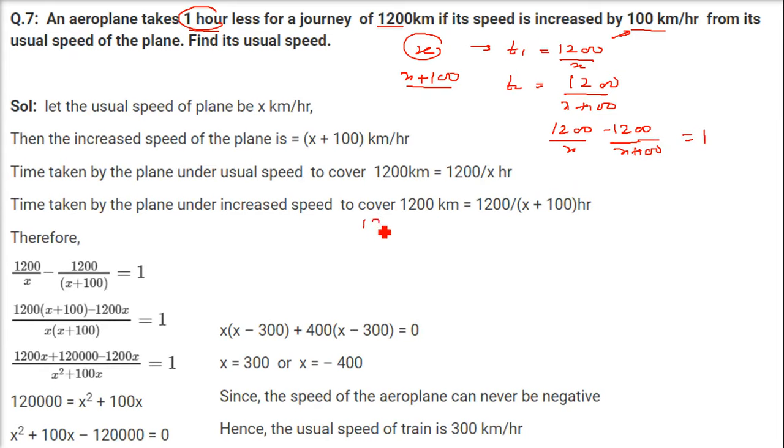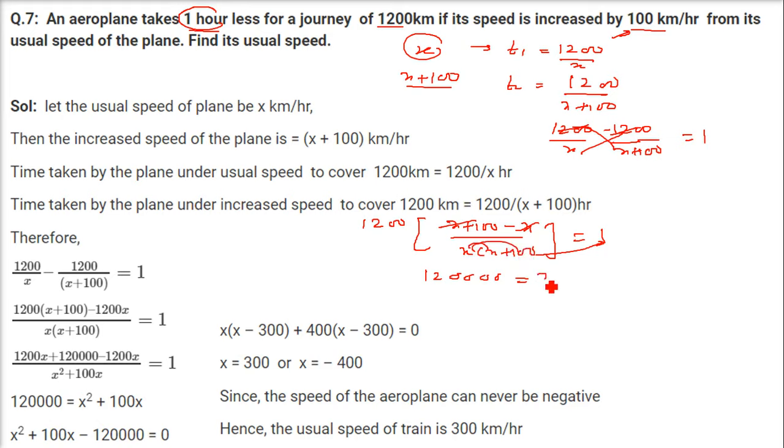So what do we do? Take 1200 outside. X plus 100 will come here, minus x will go here. Then we have x into x plus 100. This is going to be 1. So x gets cancelled. This will be 1, 2, 0, 0, 0, 0. And I'm taking this in the numerator, that is x square plus 100x. X square plus 100x, and bring this here. It will be minus 1, 2, 0, 0, 0, 0 equal to 0. So this is our equation.